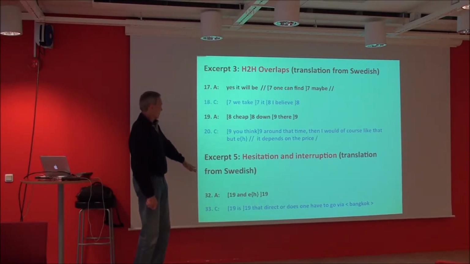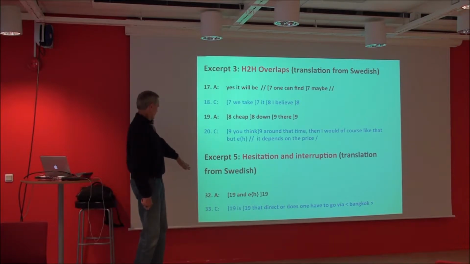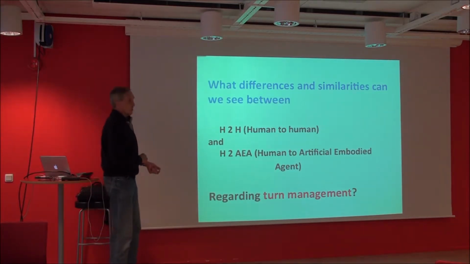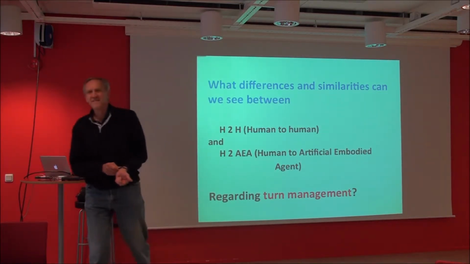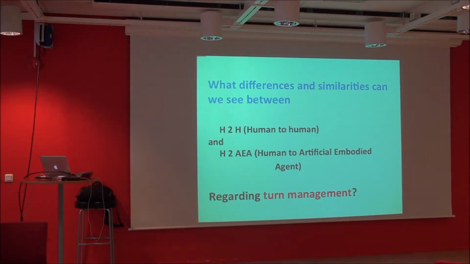Here's another excerpt where you have hesitation and interruption. Here you saw an illustration of overlaps. And down here we see the agent hesitating and the customer says, is that direct or does one have to go via Bangkok? So, now the question to you is, what differences and similarities can we see between human-human and human to artificial embodied agent regarding turn management?